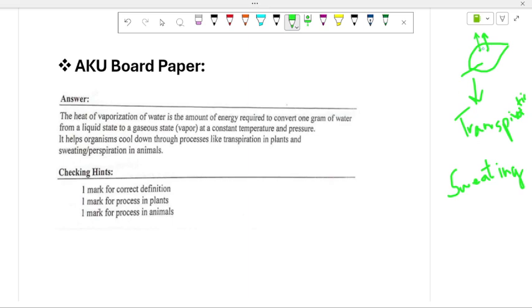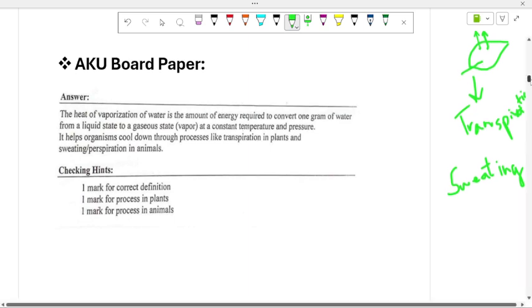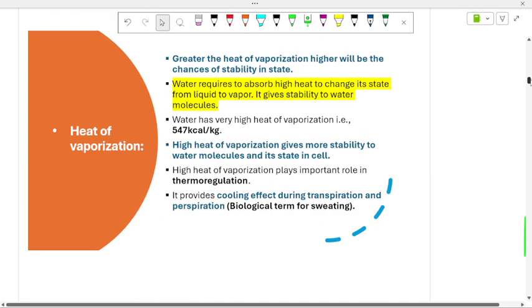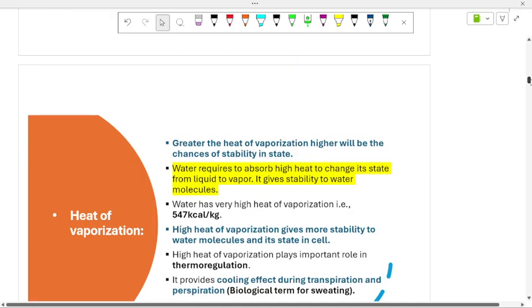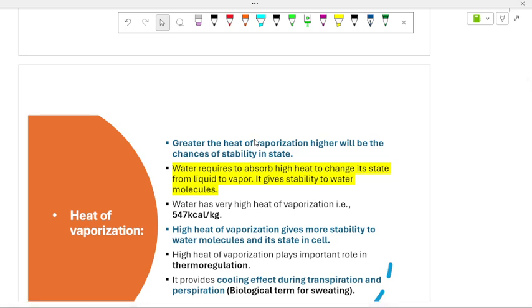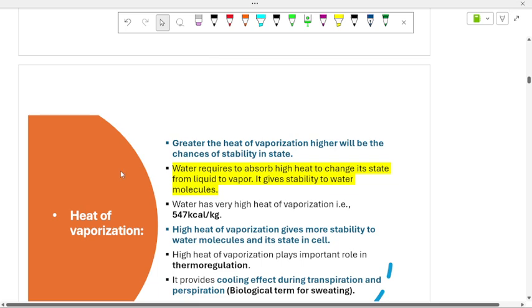When there is a high amount of water molecules present on the leaf surface, there is another thing we need to understand about this process, and that is about the benefits of heat of vaporization. We have to discuss this in more detail, with more points about heat of vaporization. As I mentioned before, there is a particular amount that will be given for heat of vaporization, and that is basically 547 kilocalories per kilogram. This is the particular amount of heat that will be given to water molecules.